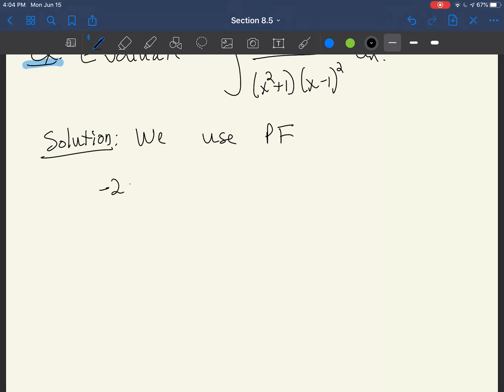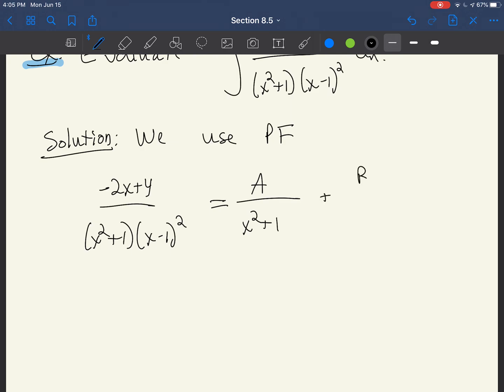We use partial fractions. So we have (-2x + 4) divided by (x² + 1)(x - 1)². So I'm going to write down something wrong first. You get A divided by x² + 1 plus B divided by x - 1. And then we saw, to deal with the fact that we have a factor squared, we do C divided by (x - 1)².